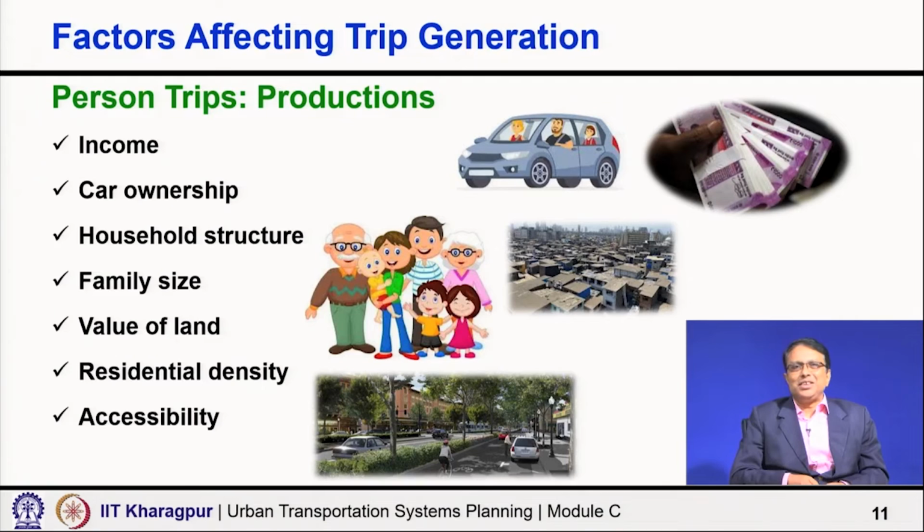Same, the residential density is a very meaningful indicator. Higher the residential density, higher will be the trip productions. Obviously, higher density will produce more trips. But then again, residential density we can use only for the zonal based model, not household based model. It does not make sense. So, the first 4 are typically used for household based model, if we are taking household as our smallest unit for analysis and modeling. Value of land and residential density we can use for zonal based model.